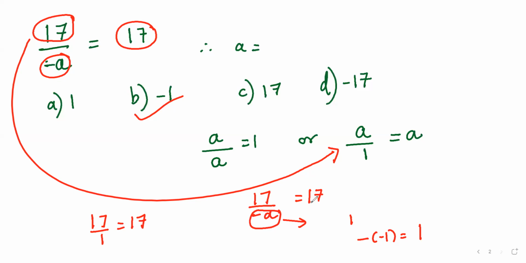MCQs, the options are given. You can do it mentally, but be very careful, because exams or tests are time bound, and in the pressure of solving, even if you know something, you might write it carelessly. So you need to be careful about it. So a is minus 1, because minus of minus 1 will be 1. So 17 by 1 is equal to 17 divided by 1 is 17.